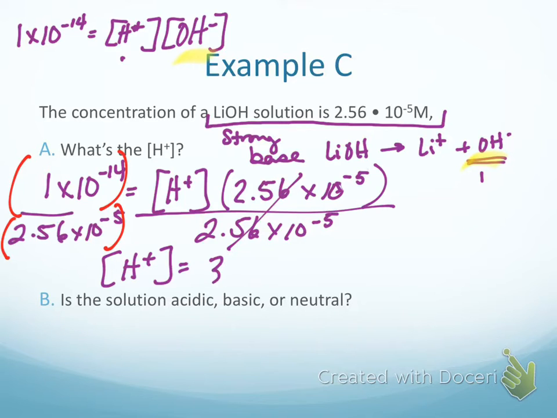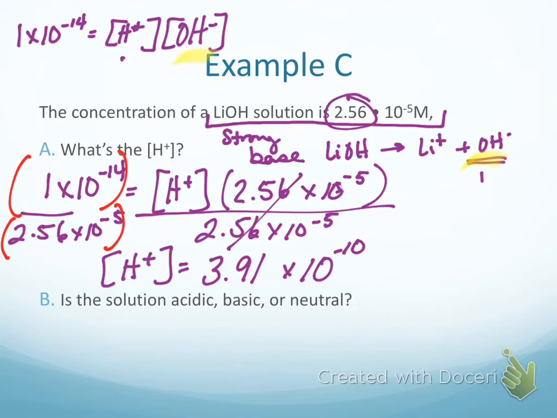Okay, so again, I'm going to look at sig figs. This has 1, 2, 3, so I'm going to round to 3. So I'm going to put 3.91 times 10 to the negative 10th. All right, so that is our concentration of hydrogen.